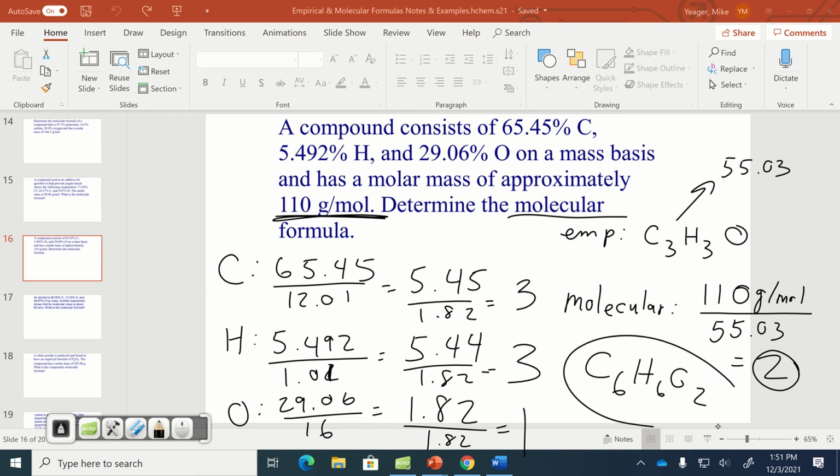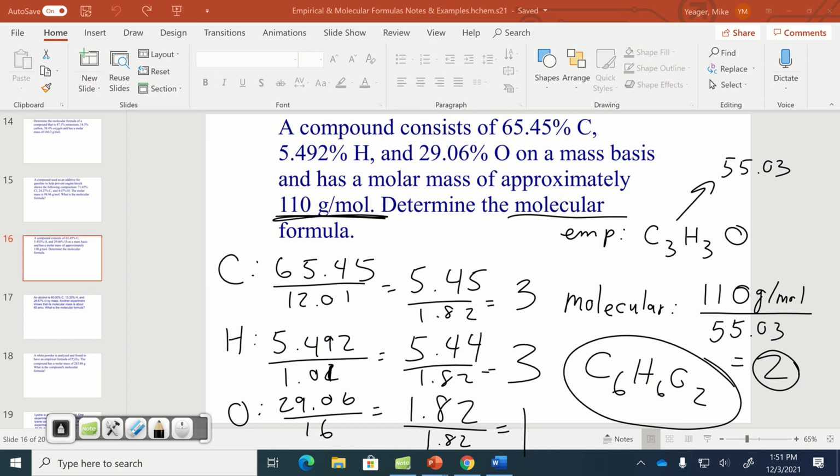C6H6O2. This is my molecular formula. All right? That's the process behind these. The big mistakes, again, I see people generally make is they find moles and they try to use those as the coefficients, or sorry, the subscripts. They mess that up. All right? I've done that a number of times.